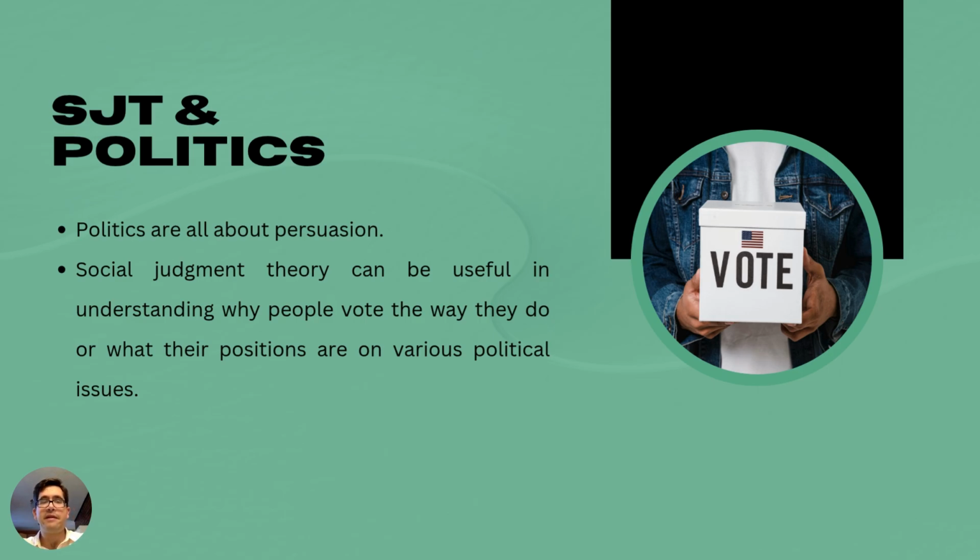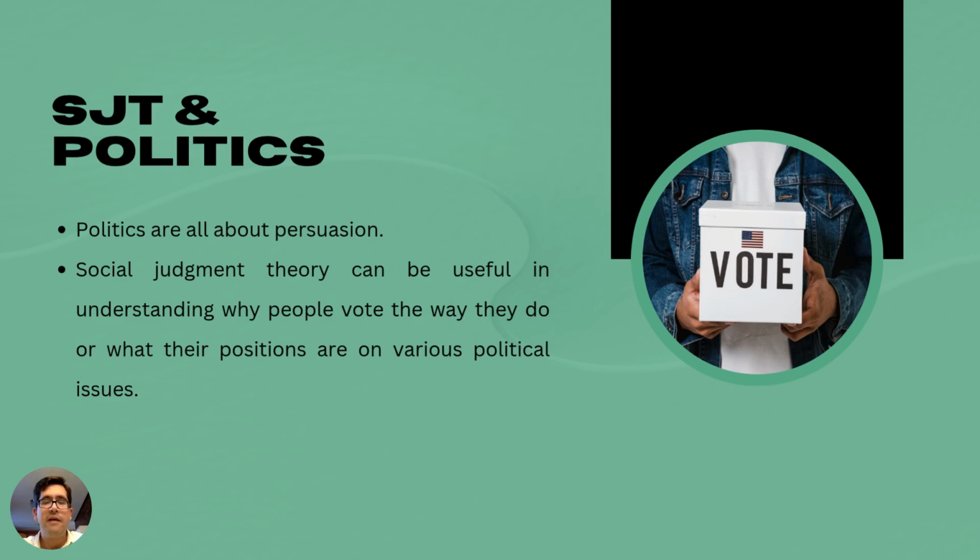And in my opinion, I think social judgment theory and politics is a perfect marriage, because politics is all about persuasion, right? We know that it's used all the time to figure out, people want to know, why do we vote for different individuals over the other? Or why do we have certain positions on different issues? And I think this theory can help explain that.